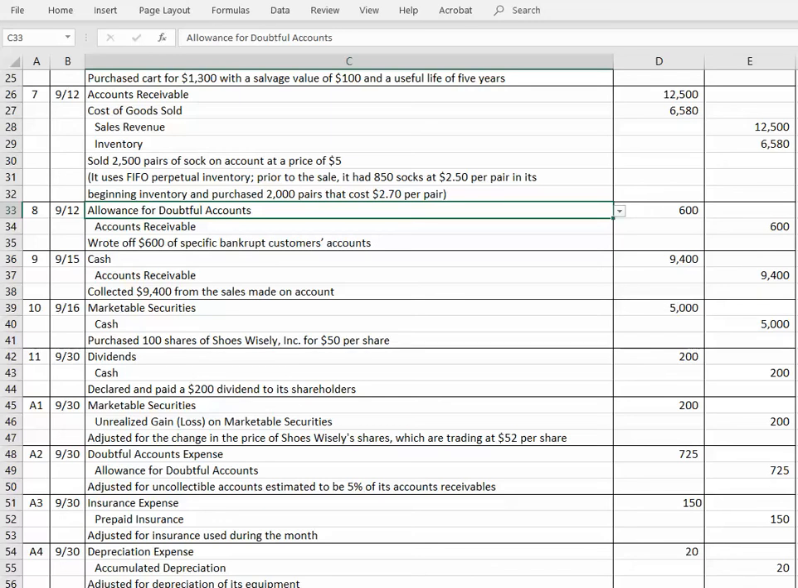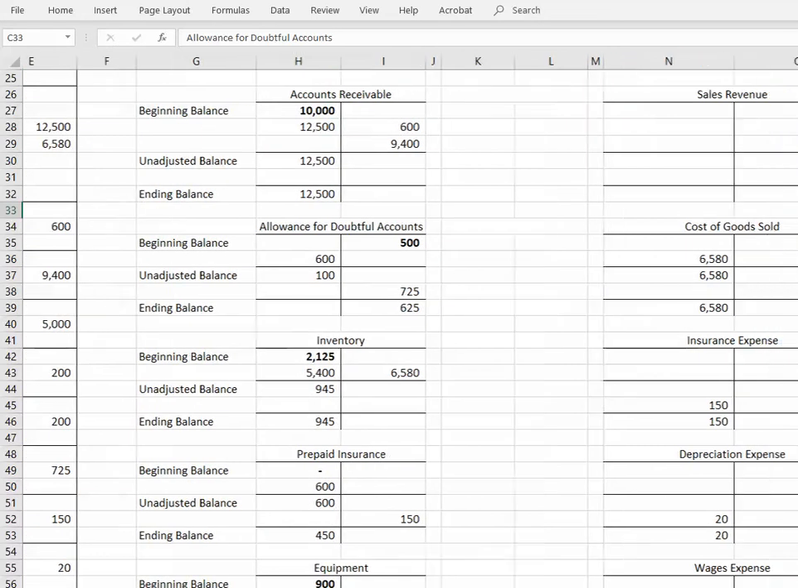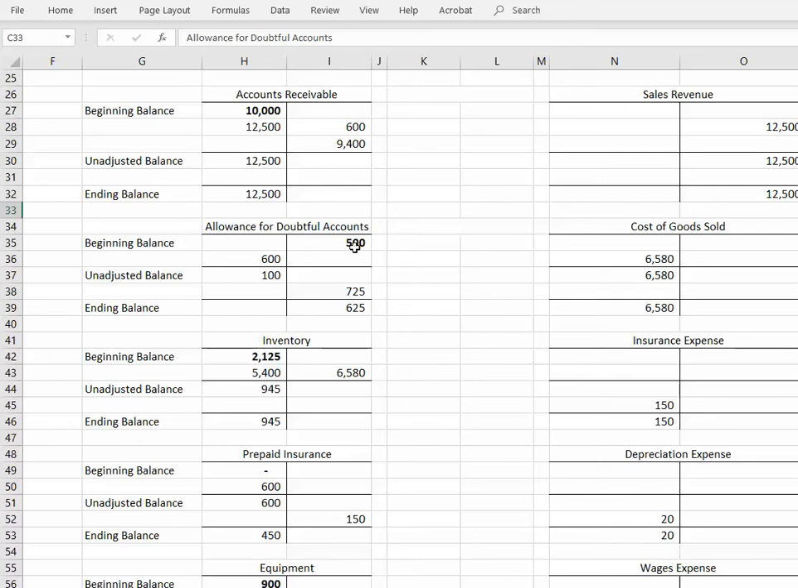If I can show you over here, we had allowed for those customers to go bad in the prior accounting period. In other words, to get this beginning balance, we had to expense doubtful accounts expense. Now what we're doing is taking them out of the allowance account because we now know who it is, by debiting the allowance and crediting the accounts receivable.